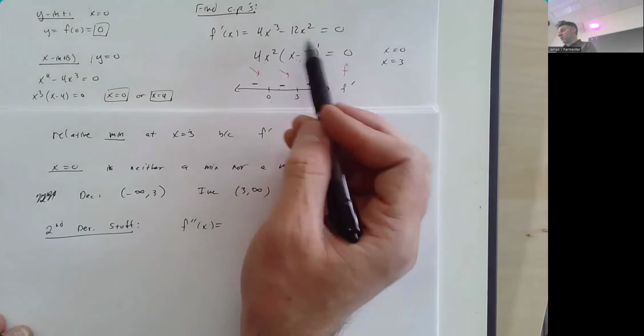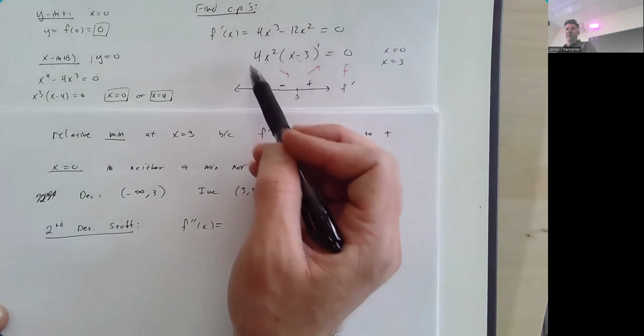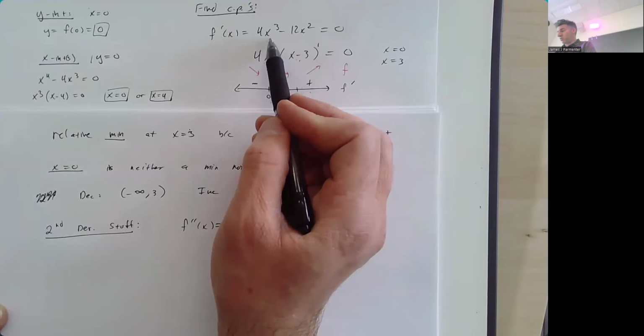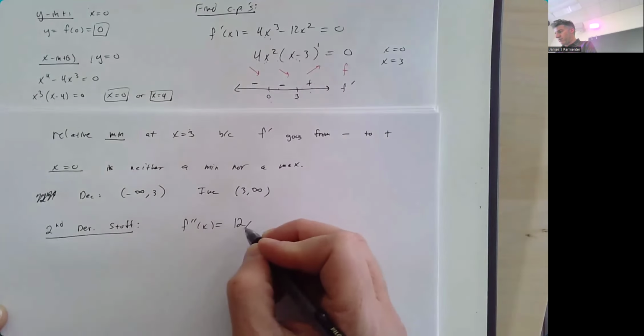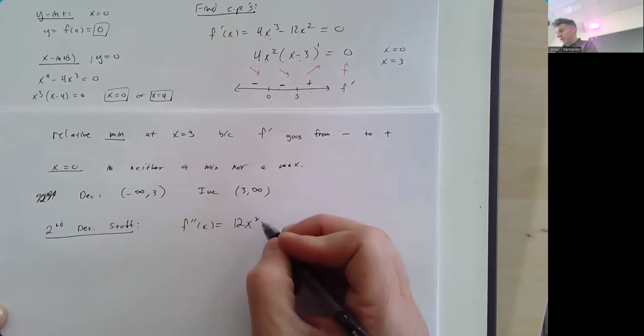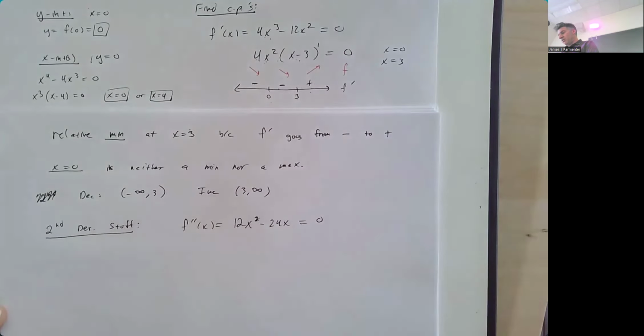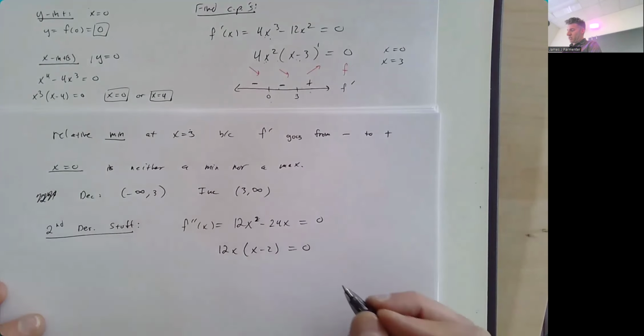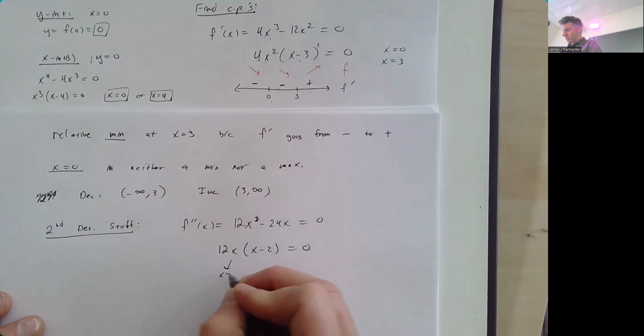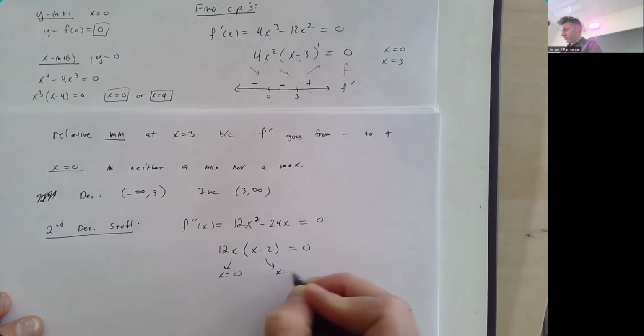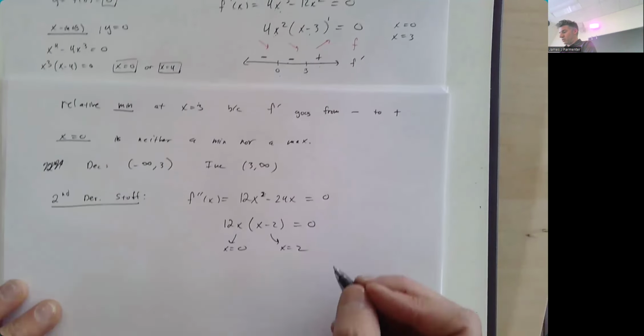a good thing to do is I wouldn't take the derivative of the factored form. I don't want to use the product rule if I don't have to. I would much rather take the derivative of the unfactored form. So the derivative of 4x cubed is 12x squared. The derivative of 12x squared is minus 24x. Setting that equal to 0, we again factor out the 12x and are left with an x minus 2. Set that equal to 0, and then you're either going to get x equal to 0 or x equal to 2. I'm looking at the sign chart for that.